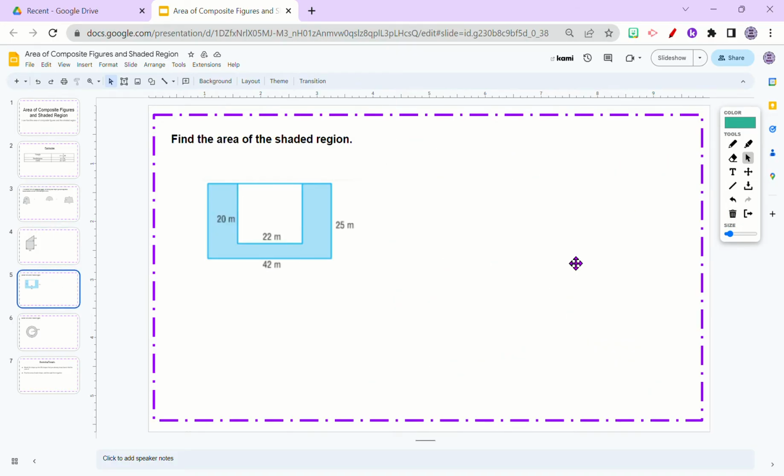All right, here is our next example. We are going to find the area of the shaded region. So what that means is we're going to take this outside rectangle and the inside rectangle, this rectangle on the inside. First we find the area of the outside rectangle, then we're going to find the area of the inside rectangle, and then we're going to subtract them.